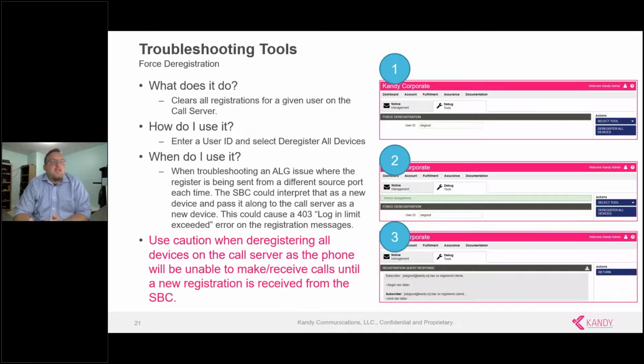This deregister all devices tool would then allow you to go through and remove those previous registrations. Keep in mind that's not going to solve your problem. It may temporarily solve the problem, but if you haven't corrected the network level problem or whatever's causing the same device to be registered multiple times with the call server, it's just going to fill up again and you're going to have the same problem once those registrations do reach the limit.